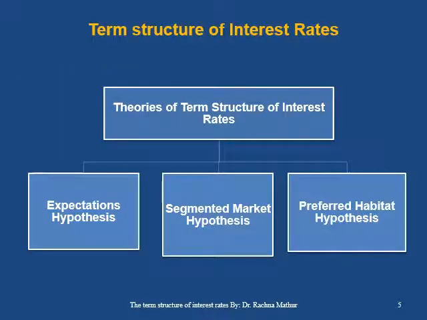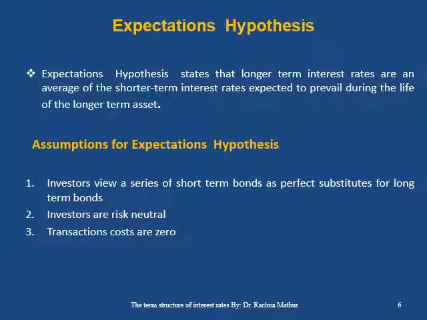Let us see the theories of term structure of interest rates. There are three theories for the term structure of interest rate. First is the expectations hypothesis, second is the segmented market hypothesis, and third is the preferred habitat hypothesis. Let us first discuss the expectations hypothesis.